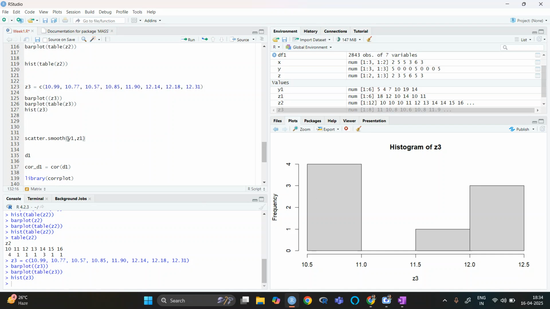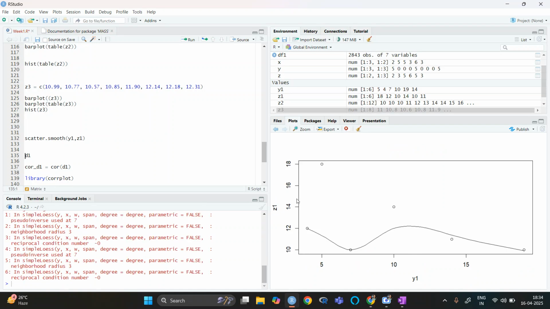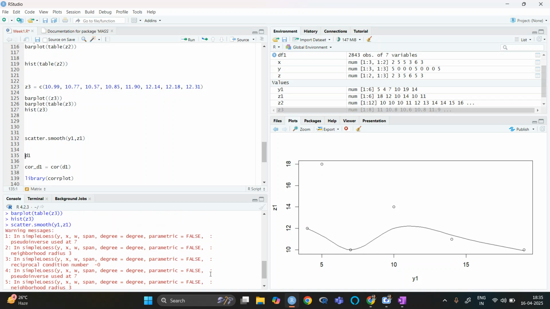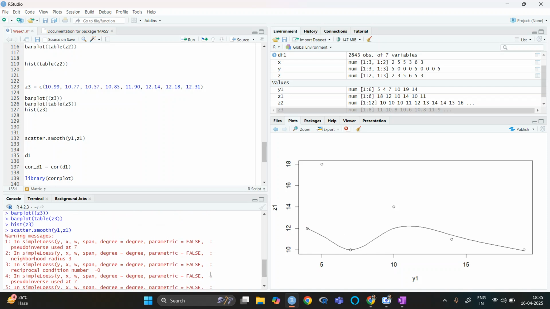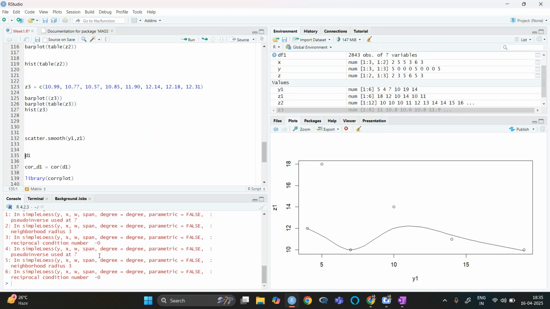Okay, now is scatter dot smooth. So this one gives you a smooth line working with your data. Now you will get a lot of warning messages, because this is a very small data set, with just 6 points, and that also in a different way. So it is very tough to find a smooth line which works for all, but it gives it anyway.